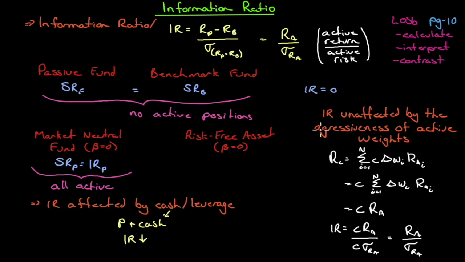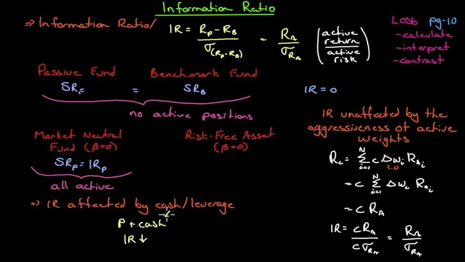Let me correct my spelling here. By the aggressiveness of the active weights. What do I mean by that? Well, let's take a combined portfolio and here are the active weights. Let's say that this was 0.1. Well, let's multiply all the active weights by 2. So if we're overweight something, let's double it. If we're underweight something, let's double it. So we just get more aggressive with the active weights. The information ratio is unaffected by that aggressiveness.